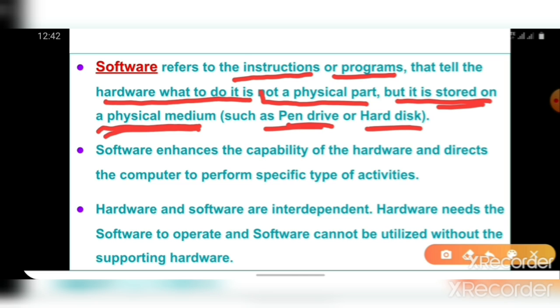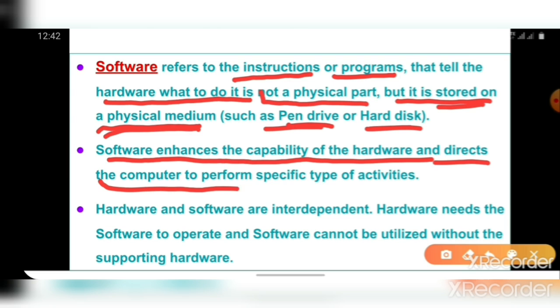Then what does software do? Software enhances the capability of hardware, and it directs or tells the computer to perform a specific type of activity. Whatever instructions are present inside the software, the computer will perform that kind of operation based on those instructions.